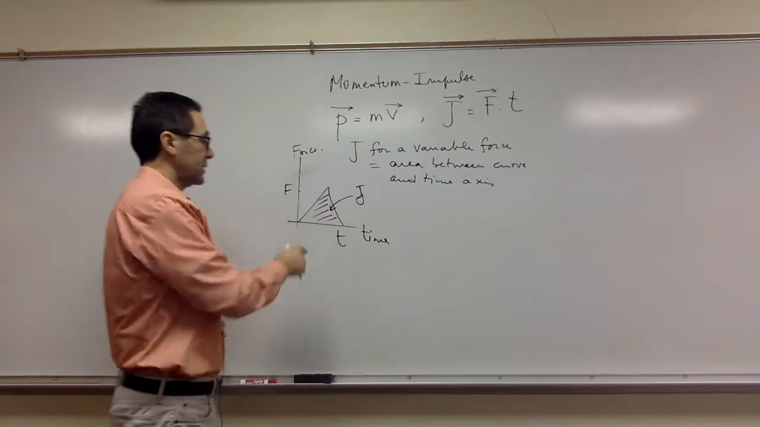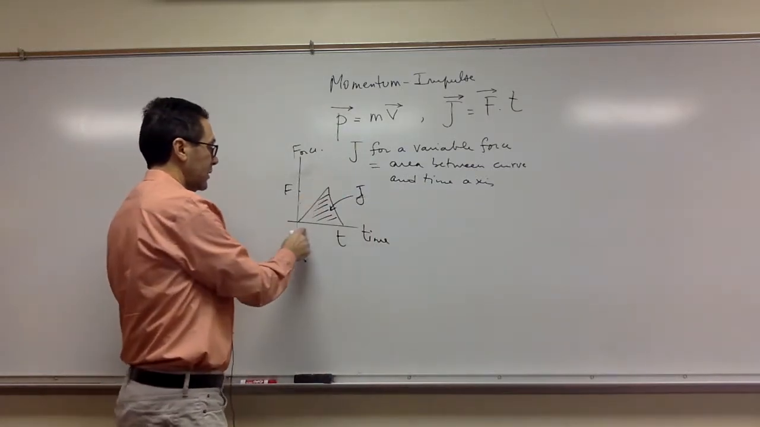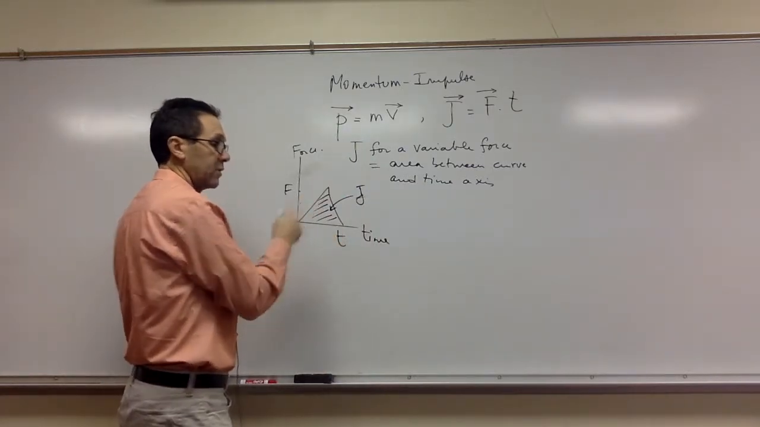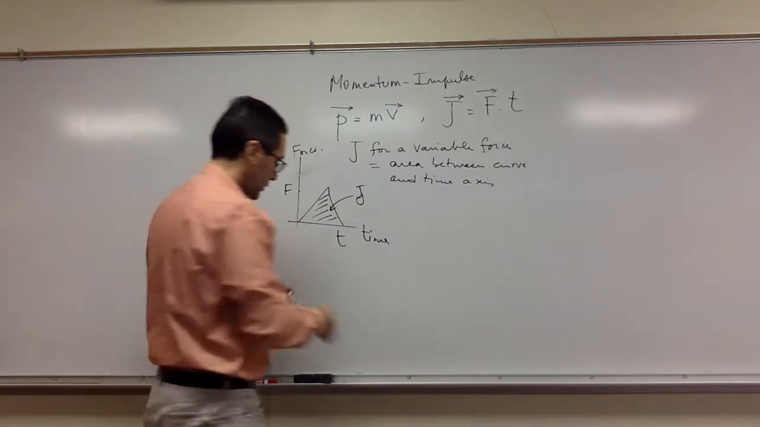Okay, and in this case, the same as before, if this curve happens to be down here, you have to look at that as a negative impulse. So let's look at an example.